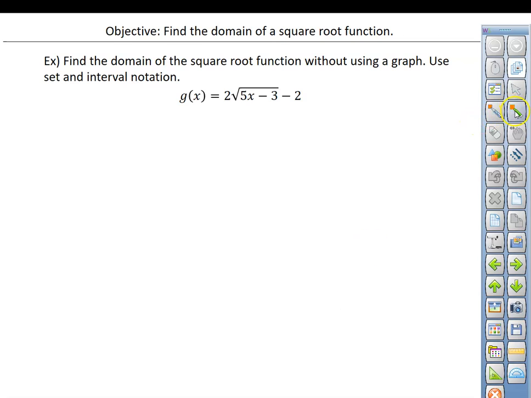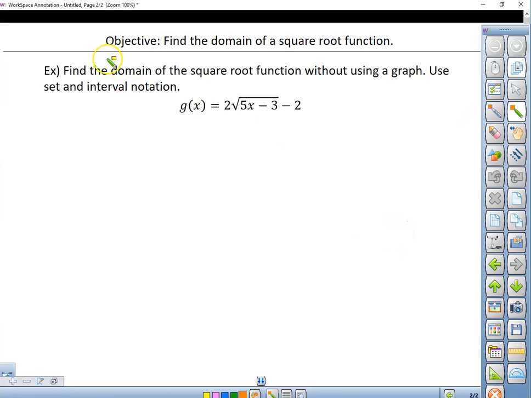All right, so let's take a look at this one. We are going to find the domain. And once we know what our domain is, we are going to use both our set notation, which is our inequalities, and our interval notation that's equivalent to it. So here we've got our function: g of x equals 2 times the square root of 5x minus 3, minus 2.